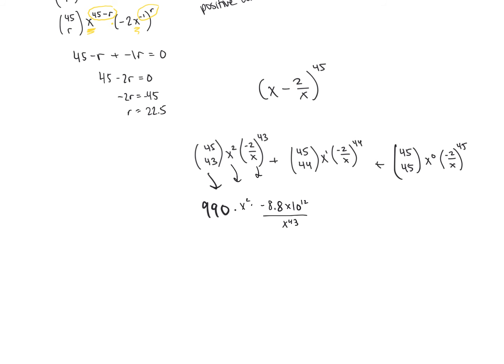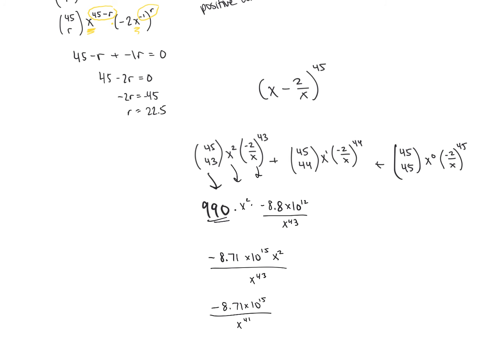So basically you're going to end up with, oops, hold on. I multiplied these and I got negative 8.71 times 10 to the 15 x squared over x to the 43, which is negative 8.71 times 10 to the 15 over x to the 41.